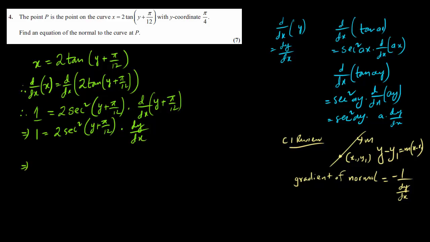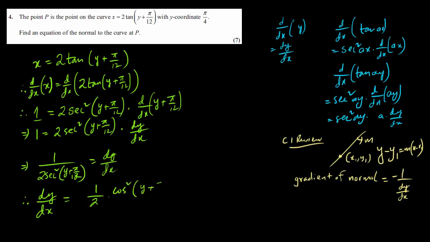So now what we can do is send this sec squared to the other side. So this would be 1 divided by 2 sec squared theta equals dy by dx. Now since we know how to calculate cos squared but not sec squared, we can write it as half, since the reciprocal of sec squared is cos squared, cos squared of y plus pi by 12. So we got an expression. Remember, this is not the gradient of the curve. It's the derivative of the curve, an expression for the gradient of the curve. So we have to put in the value of the y coordinate, pi by 4.